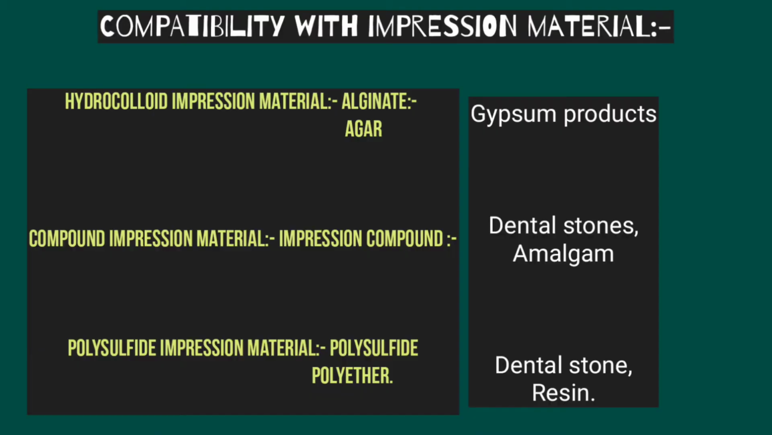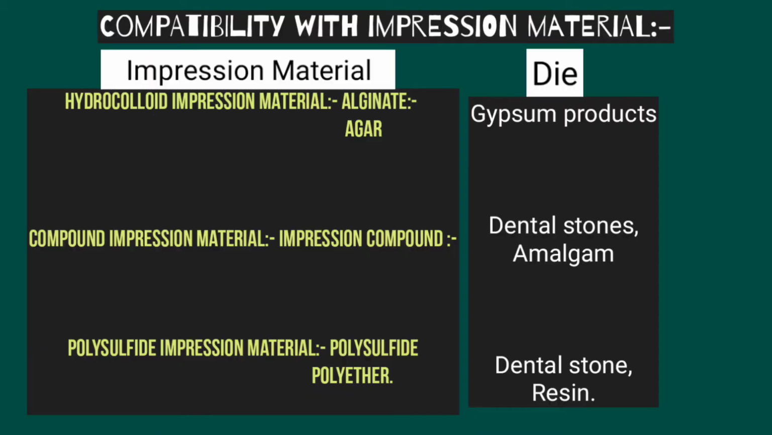Now we will discuss which type of impression material we are using with which type of die material. First is the hydrocolloid impression materials like alginate and agar. These kinds of impression material are only effective with the gypsum products. Second is the compound impressions, like impression compounds. They are usable with dental stone and amalgam.